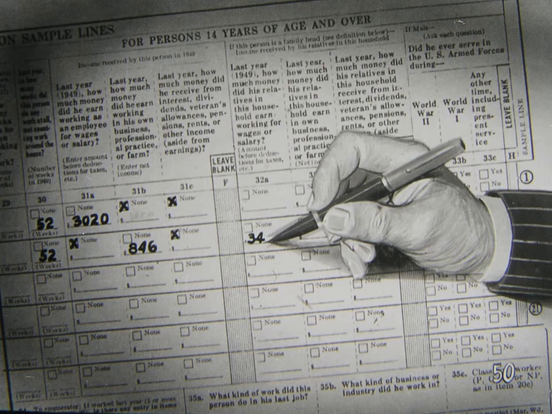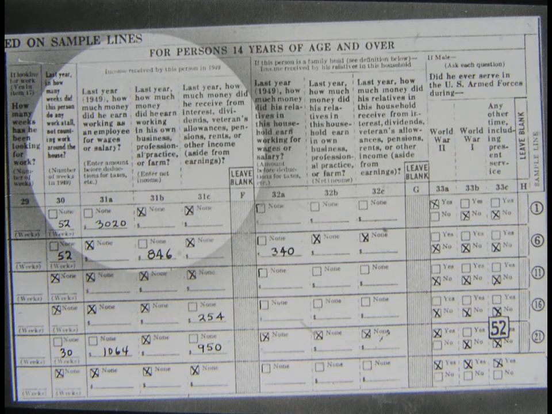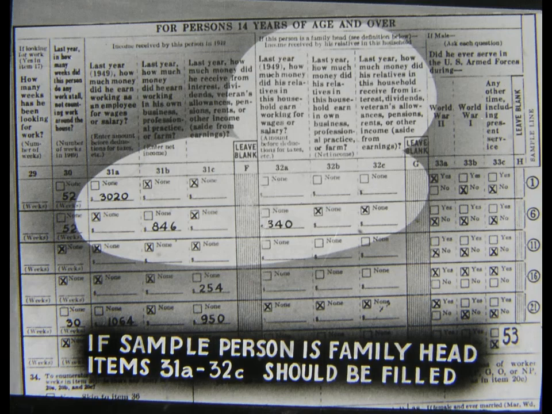Now that we've told you what income is, here are some tips on how to record it on your census schedule. There are 6 income questions, 31A, B, and C, and 32A, B, and C in the sample section at the bottom of the schedule. You will ask the first 3 questions, 31A, B, and C, for each person over 14 years of age who falls on a sample line. If the sample person is the head of a family, you will ask not only the first 3 questions, but also 32A, B, and C.